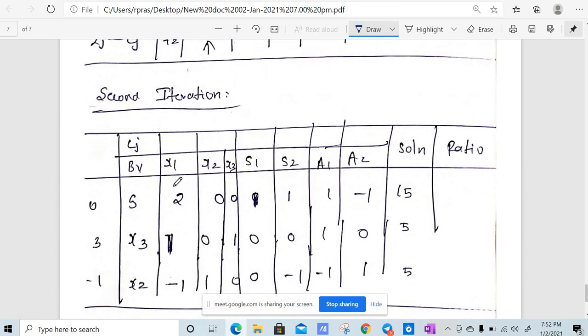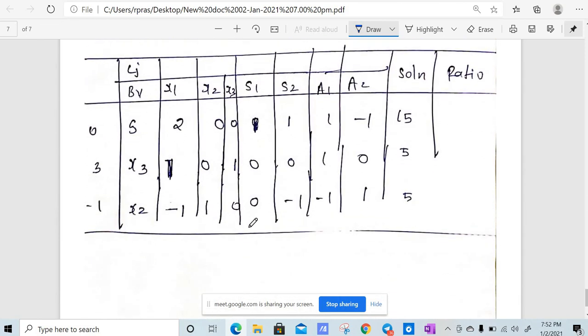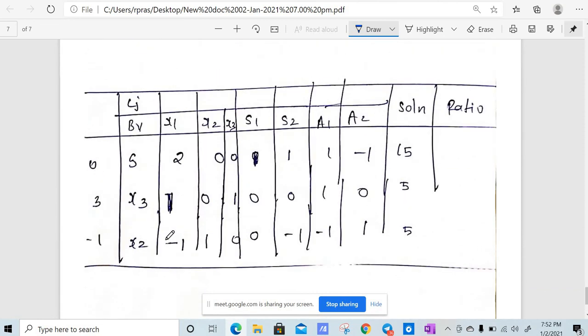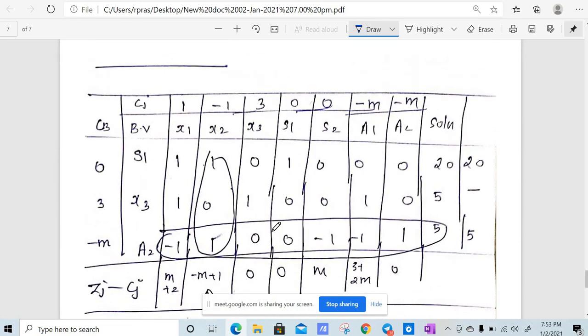And after that you can see in this stage all our zj minus cj are greater than or equal to 0. I haven't written that step. So cj minus zj all values are greater than or equal to 0. So the solution is x3 is 5, x2 is 5, and x1 is 0. So both x2 and x3 are 5, and x1 is 0. So that's it. This is the big M method.